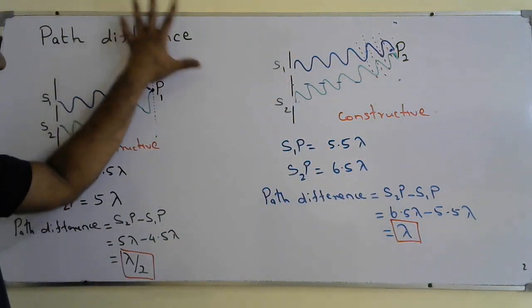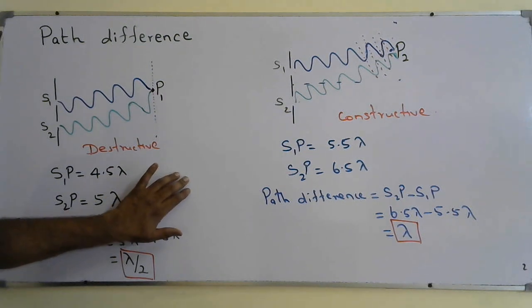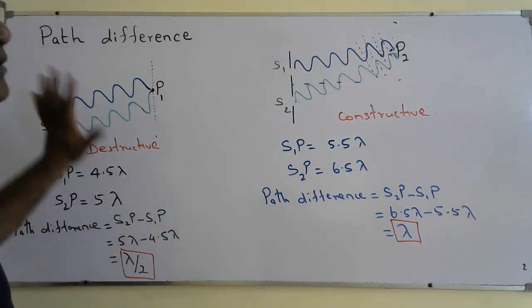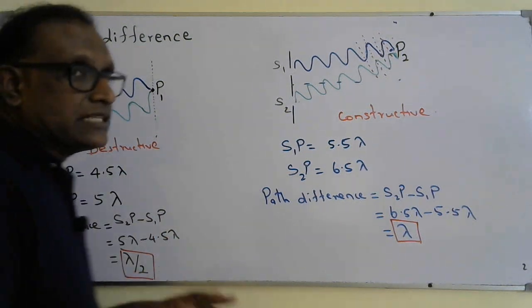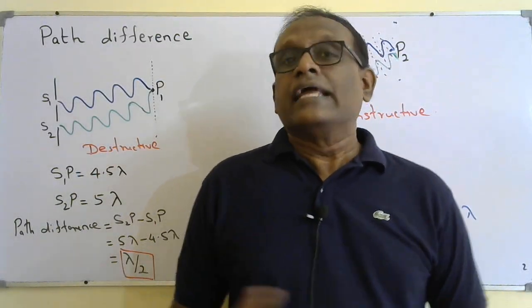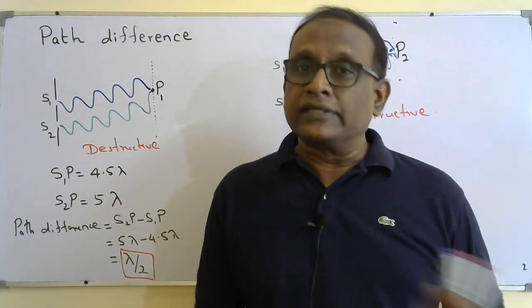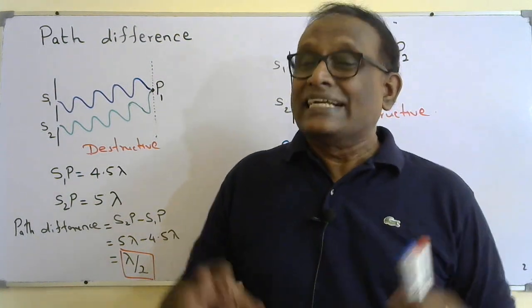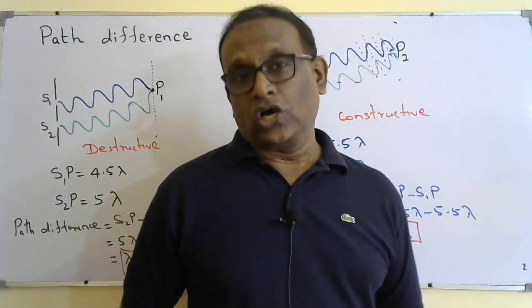Similarly, at any point in space, if the difference between the distance traveled by the waves, that is the path difference, is an odd multiple of lambda by 2, then crest and trough will overlap, or trough and crest will overlap. At that point, destructive superposition will occur.